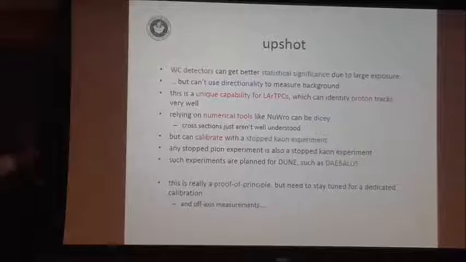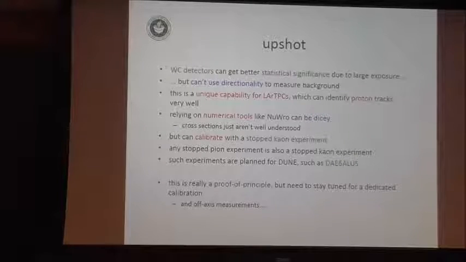But the nice thing is you can calibrate this with a stop kaon experiment. And roughly any stop pion experiment is going to be a stop kaon experiment too. The idea is that you take a proton beam, slam it at a large target, and you produce a bunch of pions which stop; the pi plus stops and decays, and you can use that to calibrate your detector. But if you produce pi plus, you're going to produce K plus as well, so you've got a stopped K plus experiment as well. Things like this are planned for DUNE. One example is the Daedalus experiment. So if these things go through, you're going to have a calibration for this.